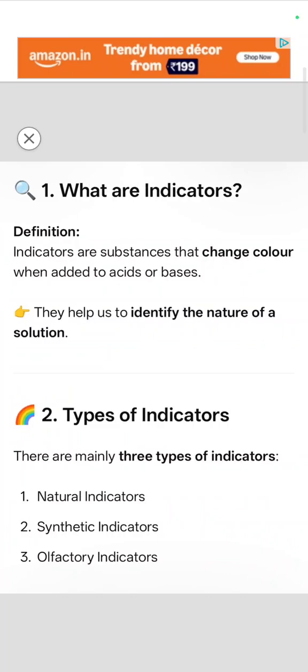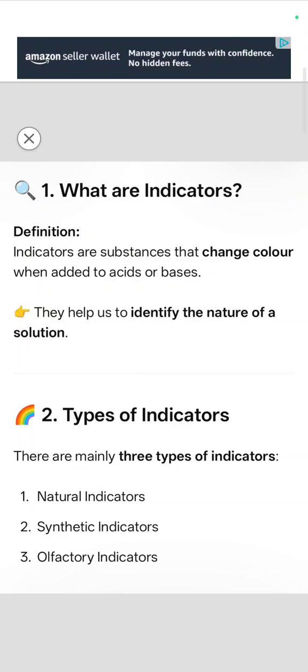They help us to identify the nature of the solution, whether it is acidic, whether it is basic, or whether it is neither acidic nor basic, that is neutral. Most of the indicators change their color when added to an acid or a base. Color change happens. Coming to types of indicators, there are mainly three types. The first one is natural indicator, the second one is synthetic or man-made or artificial indicators, the third one is olfactory indicators.